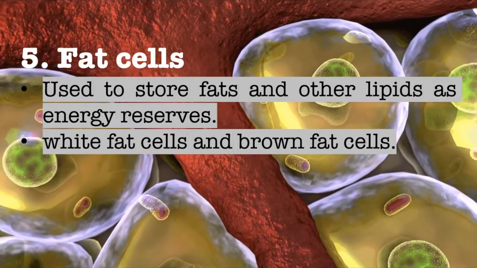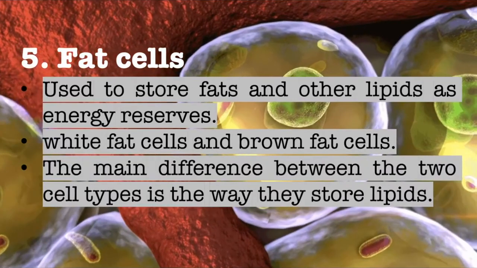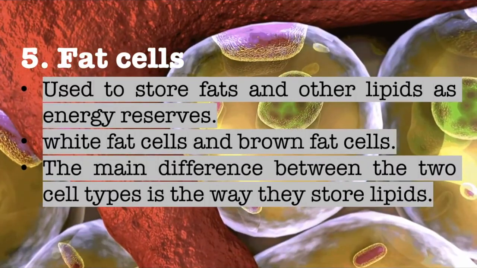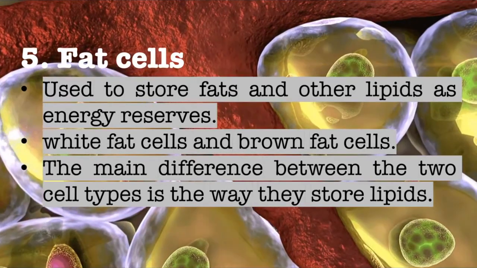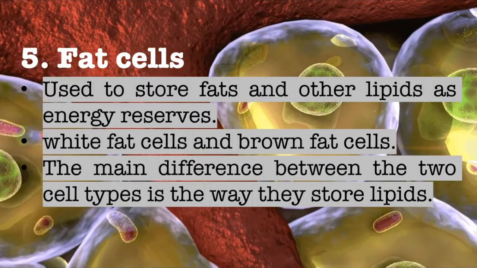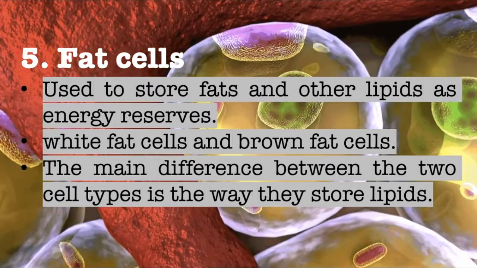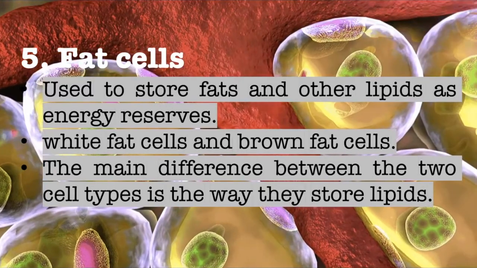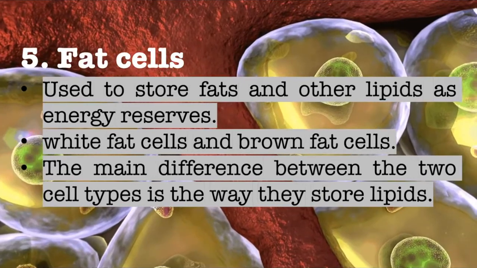Ano kaya meron sa akin? White or brown? The main difference between the two cell types is the way they store lipids. White fat cells have one large lipid drop, whereas in brown fat cells, there are multiple smaller lipid droplets spread throughout the cell.